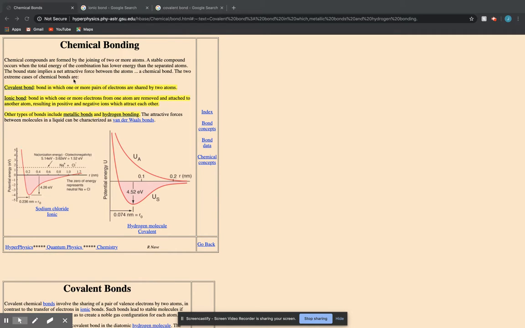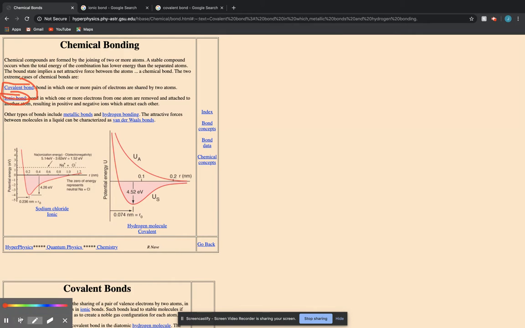The two extreme cases of chemical bond are covalent bond and ionic bond. These two bonds have their own characteristics. A covalent bond is a bond in which one or more pairs of electrons are shared by an atom, and an ionic bond is a bond in which one or more electrons from one atom are removed and attached to another atom, resulting in positive and negative ions which attract each other.